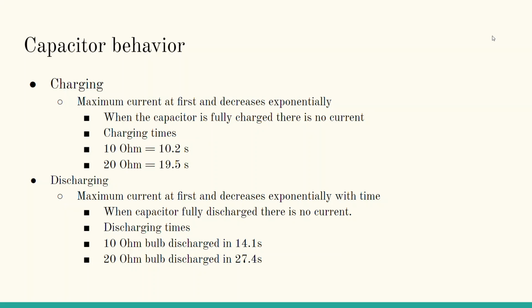And for discharging, the current is maximum at first and decreases exponentially with time, similar to the last one. And when the capacitor is fully discharged, there's no current, and the discharging time for the 10 ohm bulb is 14.1 seconds, and for the 20 ohm bulb it's 27.4 seconds.